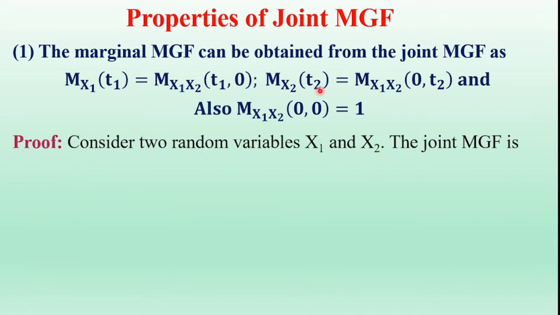Next, coming to the proof. Consider two random variables, capital X1 and capital X2. Then the joint moment generating function of the two random variables is given by M_{X1 X2}(t1, t2) = E[e^(x1 t1 + x2 t2)]. In this equation, first substitute t1 = 0, we get the marginal moment generating function of random variable x2. Substitute t2 = 0, we get the marginal moment generating function of random variable x1. And substitute t1 = 0 and t2 = 0, we get this one.